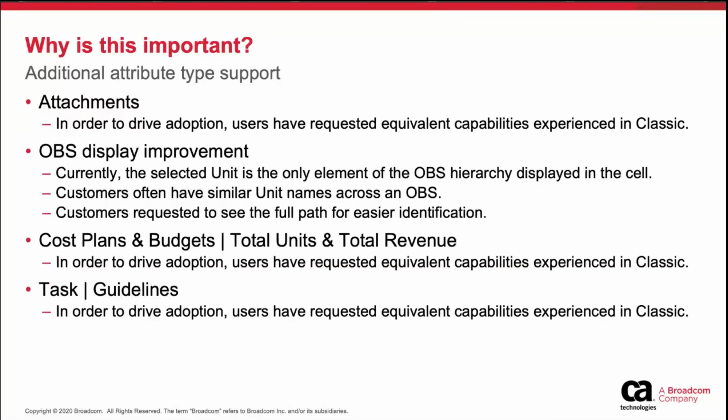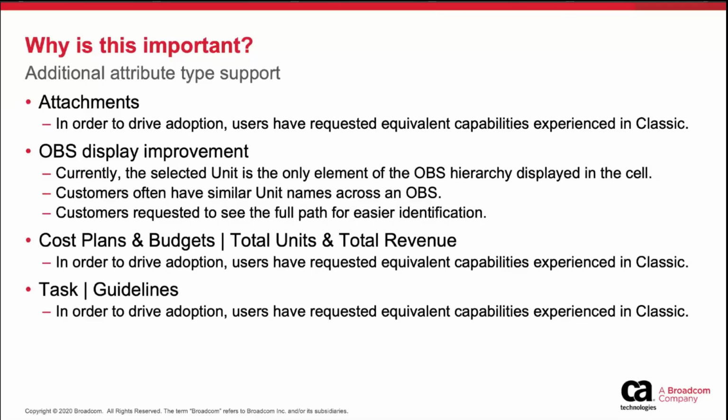So why is this important? Attachments, total units and total revenue, and the task guidelines field, all of those are serving the need to drive adoption. Users have these, and in order to help them make the leap to the modern user experience, they've asked for similar capabilities to be available in the context of the modern UX. So attachments, total units, total revenue, and task guidelines are now available. So all to drive adoption.